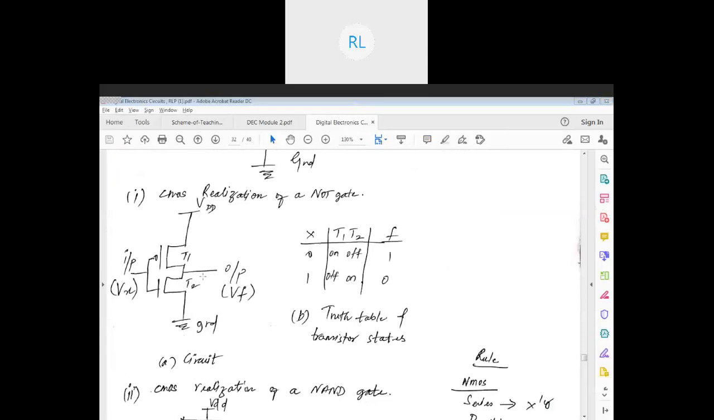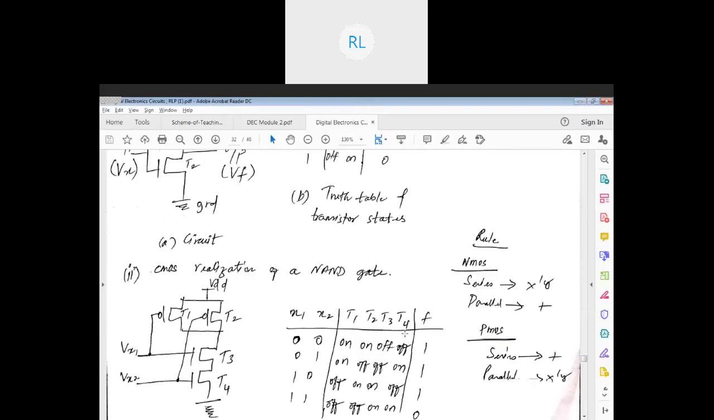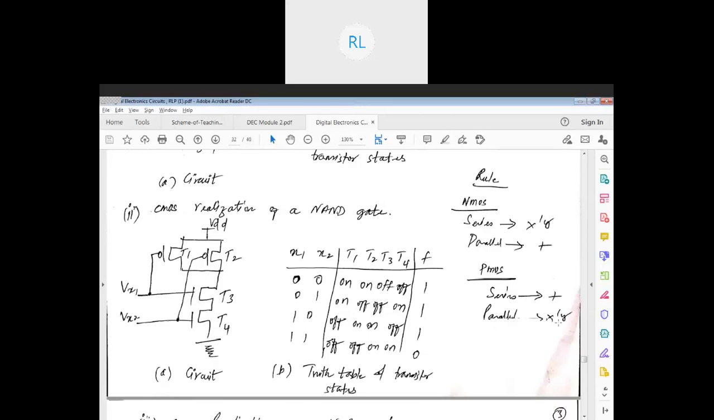Now whenever I give 1, this transistor will turn off, and T2 will start conducting. T2 is connected to ground, so since it's connected to ground, whatever charge is there in the capacitor gets discharged, right? So if it's getting discharged, it is bringing the value to 0. So this is the output function that you see. This is how your realization of NOT gate happens.